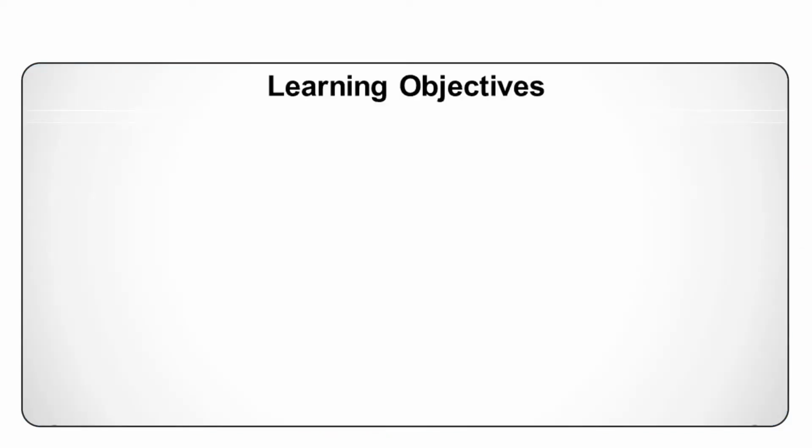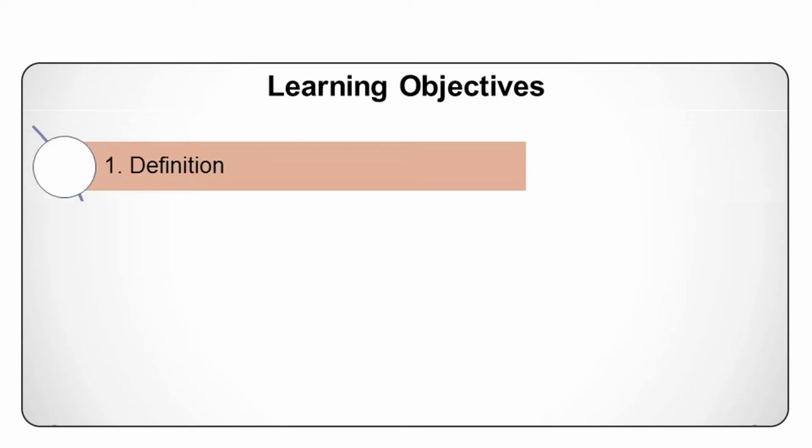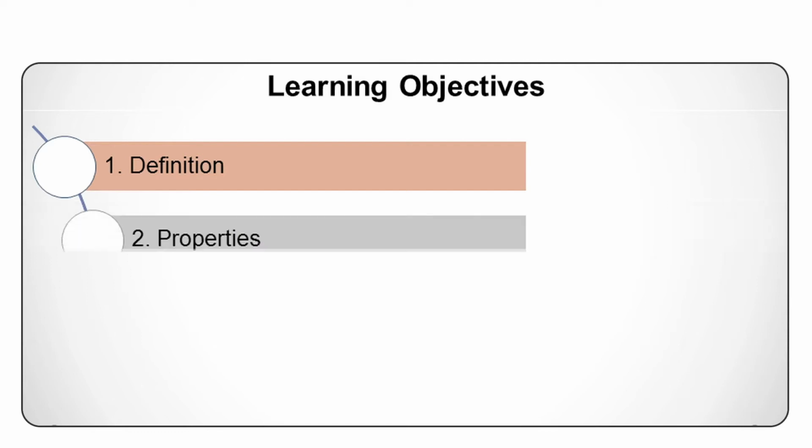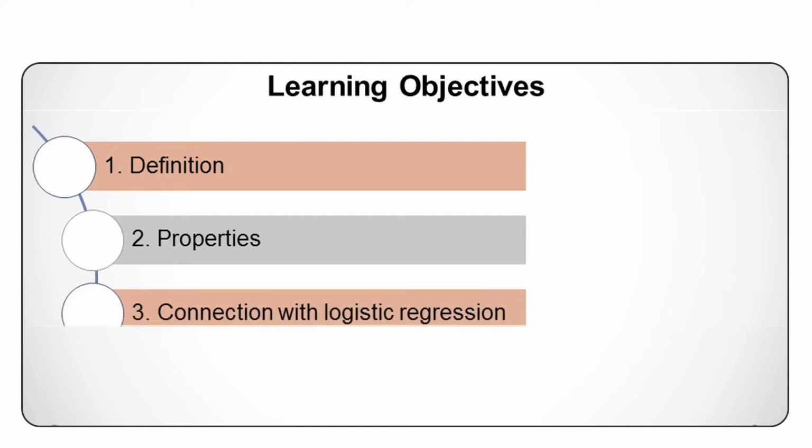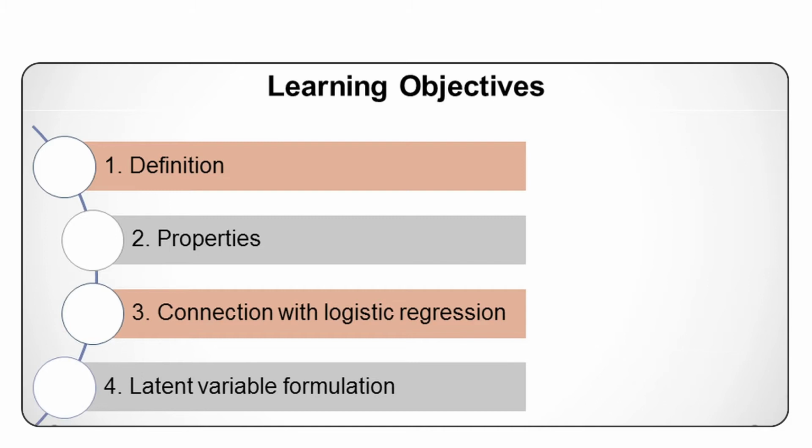Learning objectives for this module. To begin with, we will define the odds ratio initially for the simplest case of a 2x2 table and later for more complicated settings. We shall look at its properties, which are all asymptotic. We shall see that there is a connection between calculating the odds ratio and fitting a logistic regression model to the data. And finally, we shall see that there is a latent variable formulation which justifies the use of the odds ratio from a subject matter point of view.